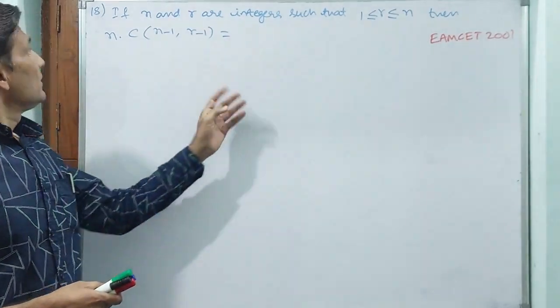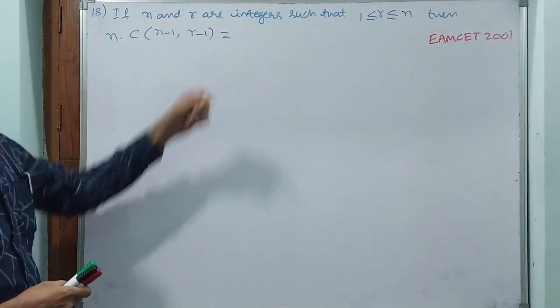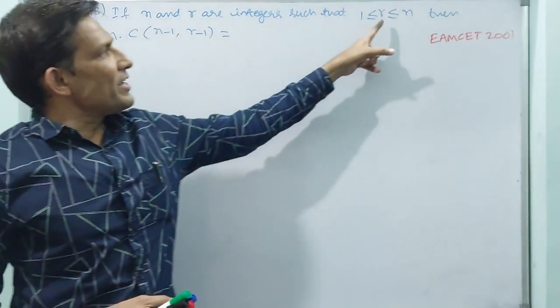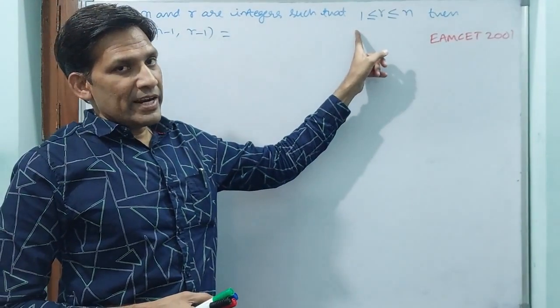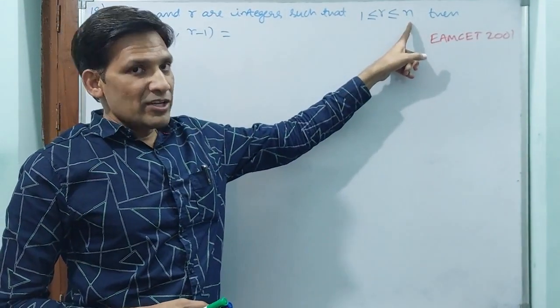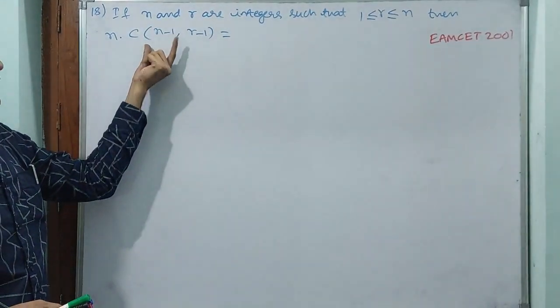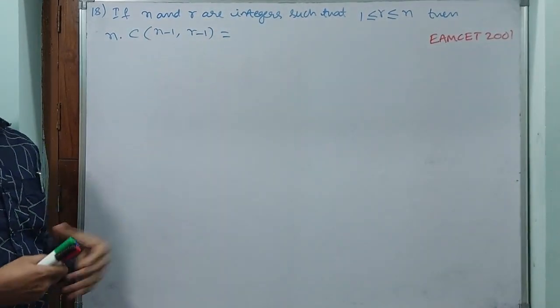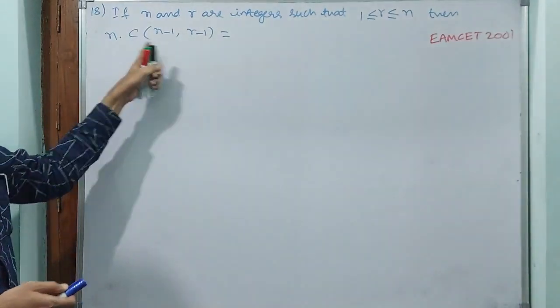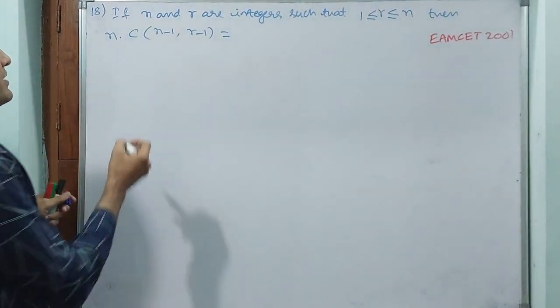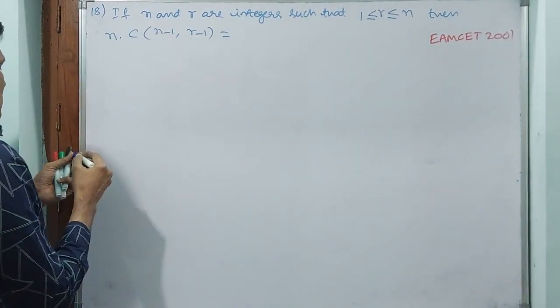Question: if n and r are integers such that r is equal to 1 or greater than 1 but less than or equal to n, then n into C(n minus 1, r minus 1) is how much, they are asking. What is this? This means C into (n minus r).